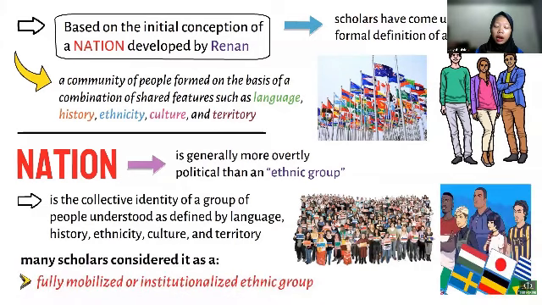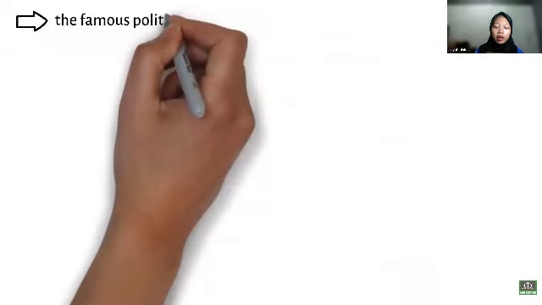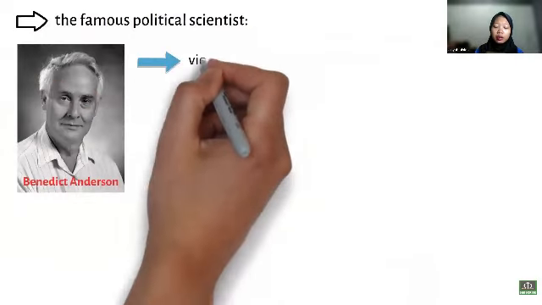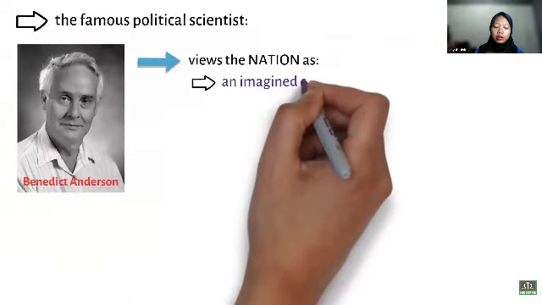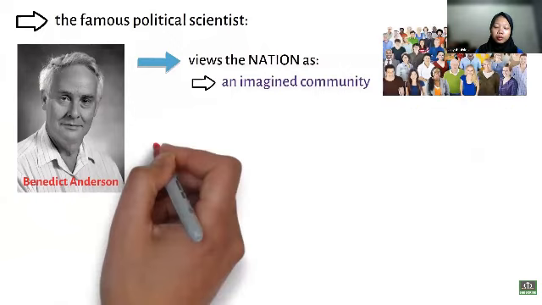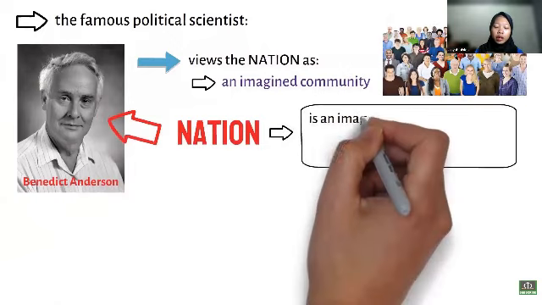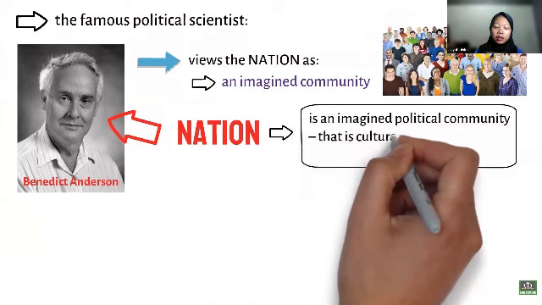Later on, the famous political scientist, Benedict Anderson, views the nation as an imagined community. For Anderson, the nation is an imagined political community that is culturally imagined as both inherently limited and sovereign.